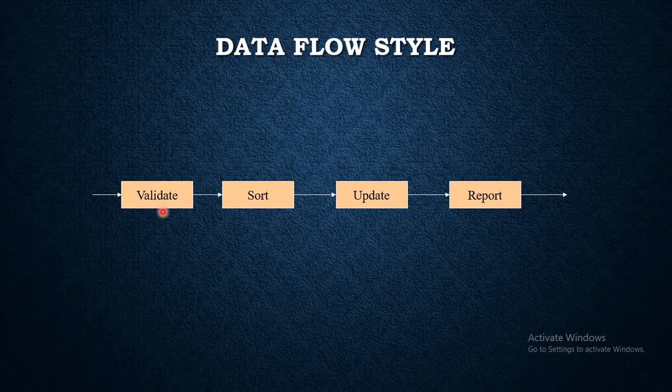Batch sequential style. The processing steps are independent components. Each step runs to completion before the next step begins. Pipe and filter style emphasizes the incremental transformation of data by successive components. The filters incrementally transform the data, entering and exiting via streams.